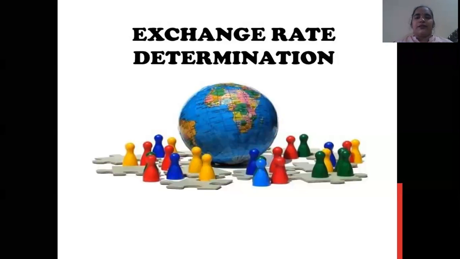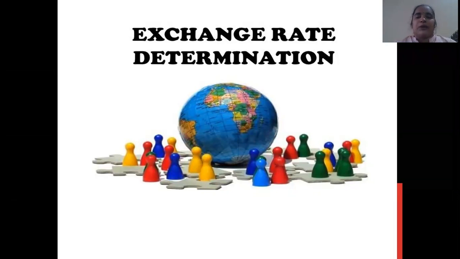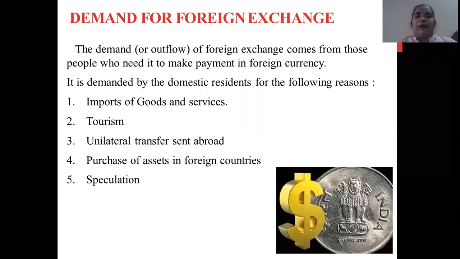So we'll move on to our next concept, that is exchange rate equilibrium. So exchange rate is determined based on the forces, or based on the comparison or relationship, between the demand of the specific currency and the supply of the specific currency. So what is demand for a currency?